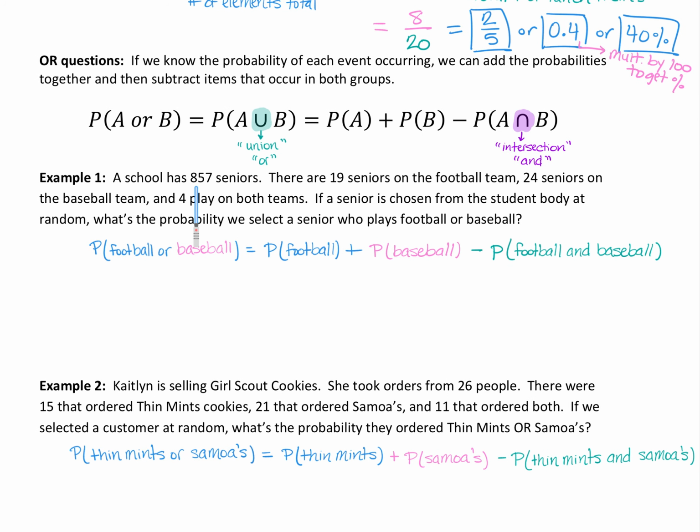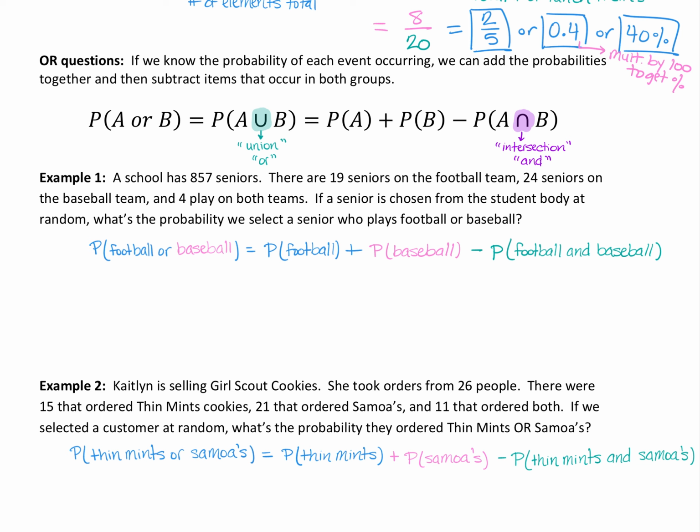A school has 857 seniors. There are 19 seniors on the football team, 24 seniors on the baseball team, and 4 play on both teams. If a senior is chosen from the student body at random, what's the probability we select a senior who plays football or baseball?